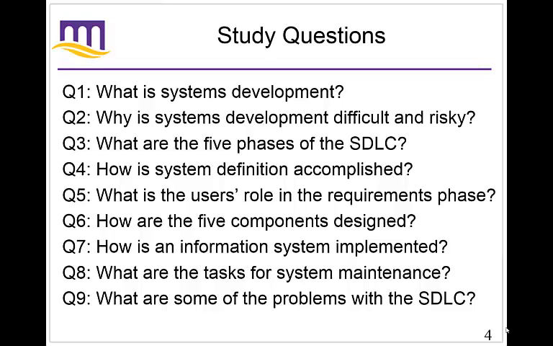How is systems definition accomplished? And if you don't know what that means yet, we'll get to it. What is the user's role in the requirements phase? How are the 5 components designed? How is information systems implemented? What are the tasks for systems maintenance? And what are some of the problems with the systems development lifecycle? All right, so there's actually quite a bit we're going to cover today.